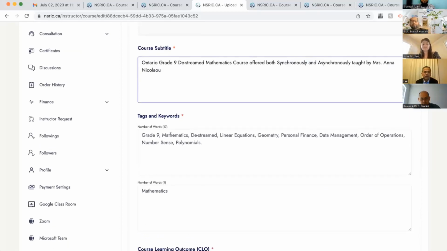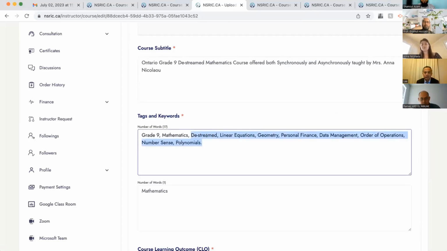Then we have tags and keywords. So the maximum is 30 for these, and you want to put in keywords associated with the title, and also with what you learn in the course, because the idea is that when you think about it from the consumer's perspective, the person looking up the course wants to be able to easily find your course. So someone who is looking for a course that has to do with some of these topics will find this course as an option for them. Someone who's looking for grade 9 D stream mathematics is going to find this course easily. So the keywords allow people to find the course more easily.